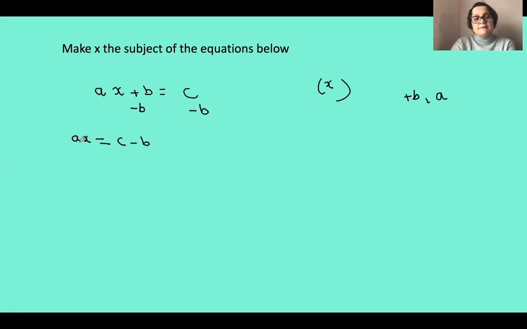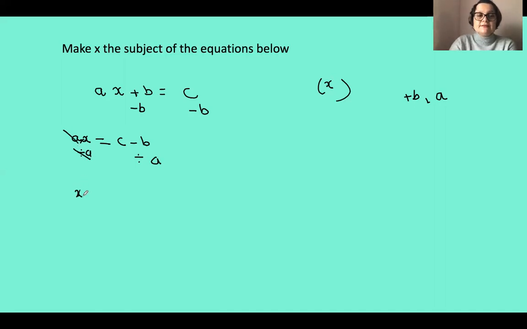Now, a here, ax is the same as a times x. So to get rid of the a, again, we have to apply the opposite operation of the multiplication, which is division. So we are going to divide by a on both sides. Divide by a, divide by a. And this is how we cancel the a's out.